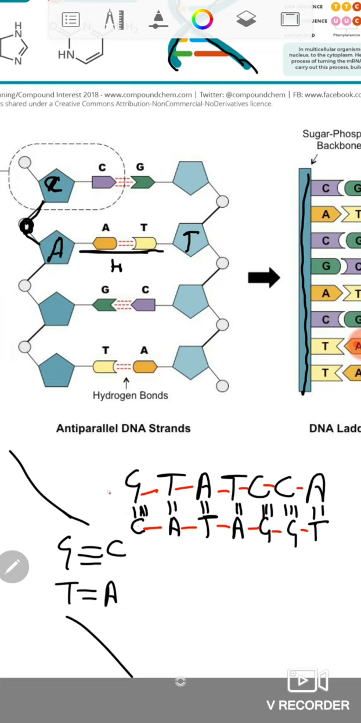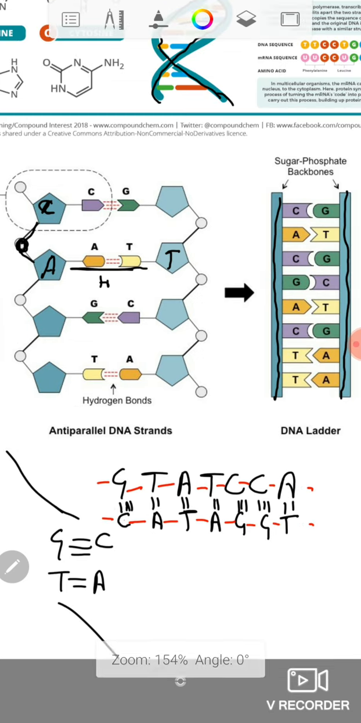So this is the nature of DNA. We also have 5 prime and 3 prime ends. It will be just opposite, so here it will be 3 prime and 5 prime ends. I will explain it in some other video.